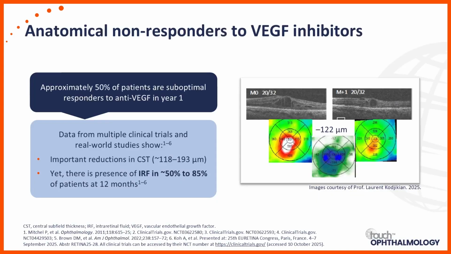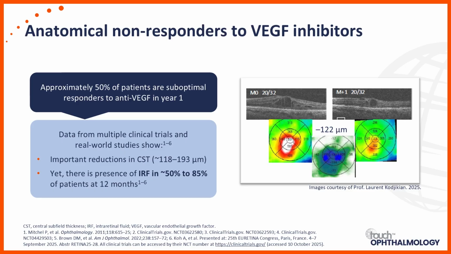The second part is the anatomical non-responder to anti-VEGF. In all the studies with the first generation anti-VEGF, but also the new anti-VEGF generation, you have aflibercept, brolucizumab, faricimab. We have a great decrease in thickness, minus 120, almost minus 200, and you can see, wow, they are so effective anatomically. But finally, it's not the reality, because if you look at the presence of fluid, intraretinal fluid or subretinal fluid, here you can see that the level is very important.